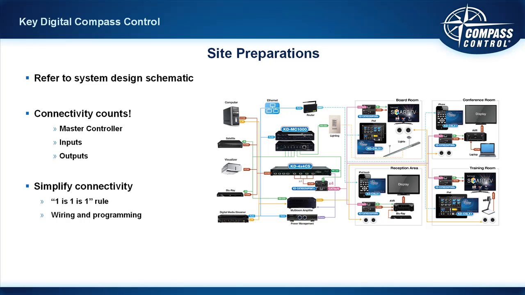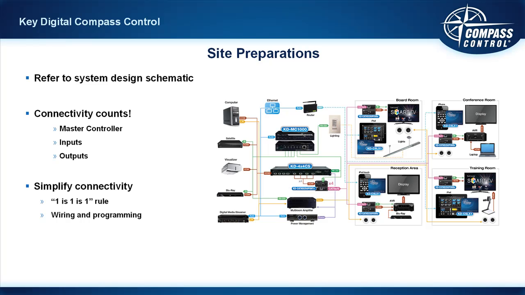And I like to preach the 1 is 1 is 1 rule. What is the 1 is 1 is 1 rule? I made this up. 1 is 1 is 1 means output 1 of your video distribution system, that zone should be output 1 of your audio distribution system. And in your programming, if you have some graphic, that should also be output 1 or zone 1. 1 is 1 is 1. It's going to simplify everything in your programming.